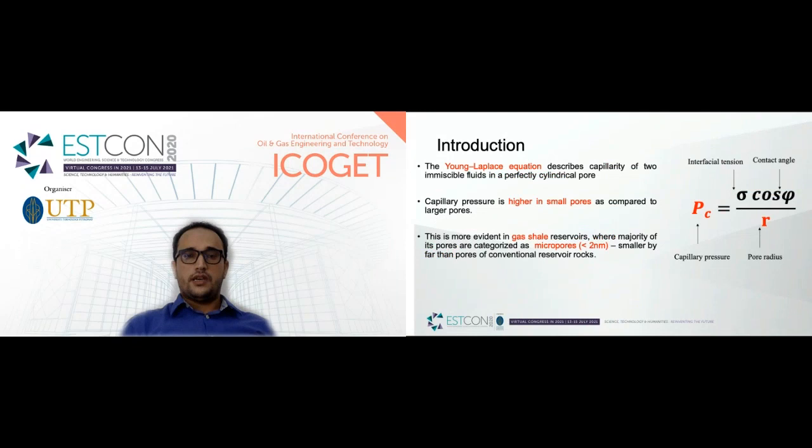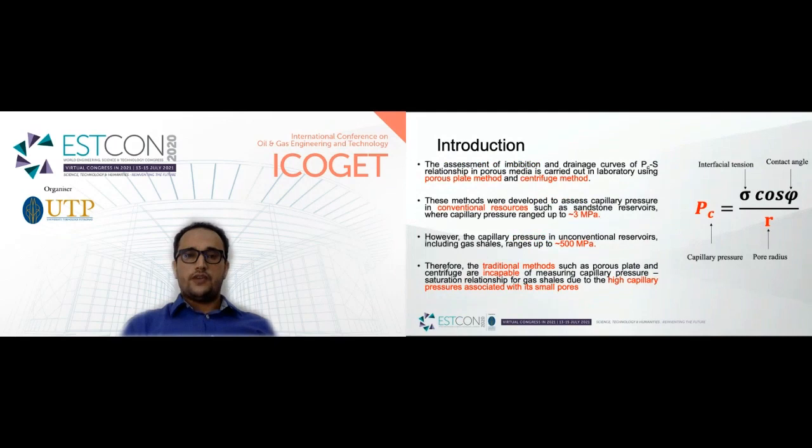Normally, in the oil and gas industry, we use the Young-Laplace equation to describe the capillary pressure as a function of the pore radius, the interfacial tension between two immiscible fluids, and also the contact angle between the fluid and the surface of the pore. As we can see, the capillary pressure is inversely proportional to the pore radius. The smaller the pore, the higher the capillarity, and that is very obvious in gas shales because most of the pores are micropores less than 2 nanometers, which is by far smaller than the conventional reservoir rock pores.